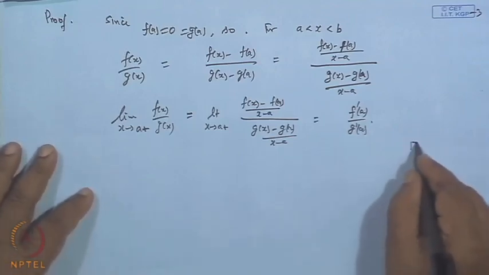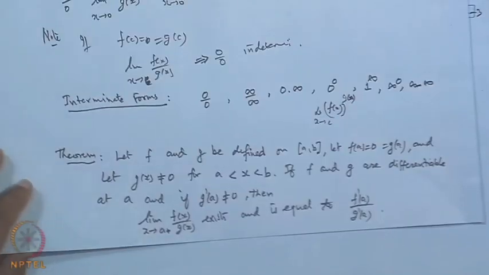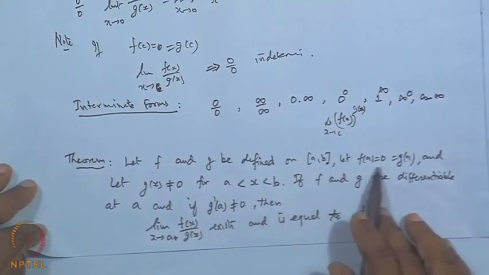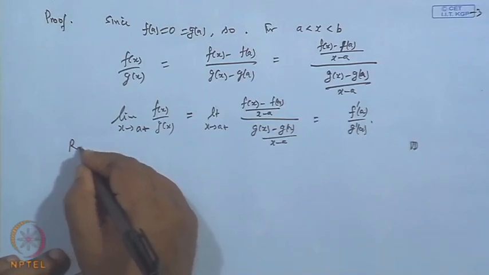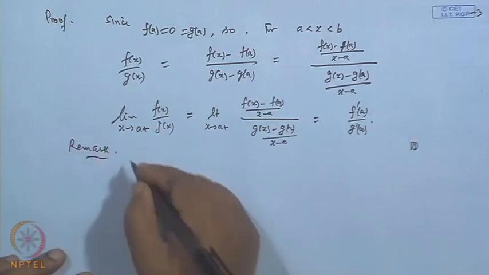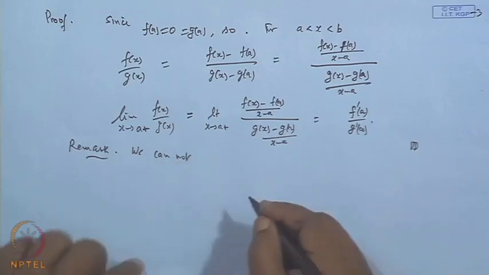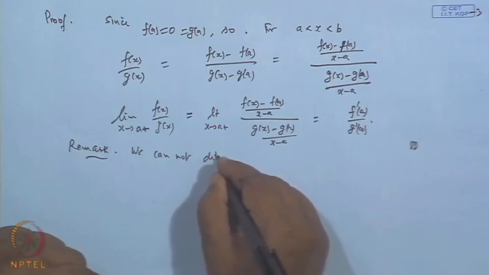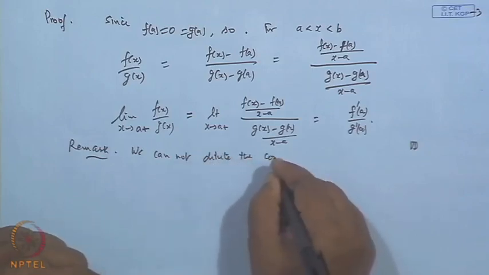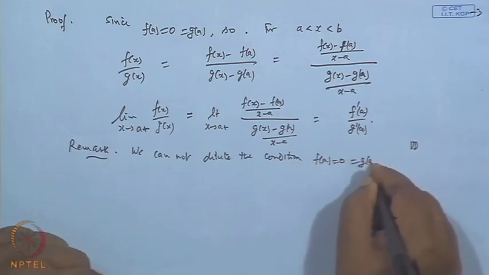But here we cannot dilute this condition. The condition is a must: the values at the point a must both be 0. So, this we cannot dilute. As a remark, we can say we cannot dilute the condition that f(a) equals 0 equals g(a).